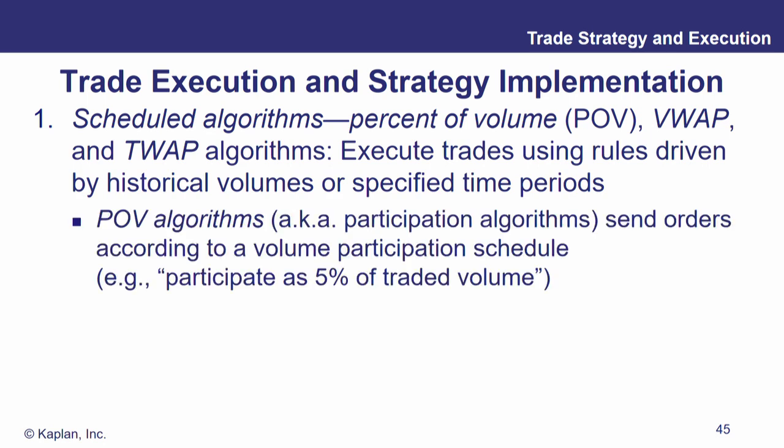So these POVs, or percent of volume algorithms, also called participation algorithms, they send orders according to a volume participation schedule. So they know, okay, this market seems to trade 5% every hour. So I need to trade 10% of the average daily volume. So let's do this over 2 hours. So the scheduled algorithm is looking for those specified time periods where basically we can go ahead and participate in this trade.